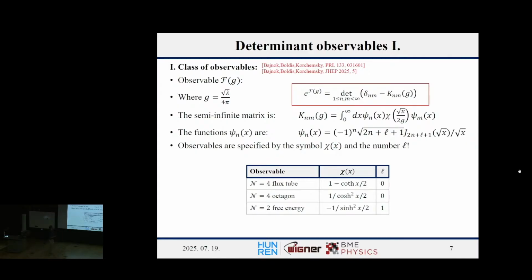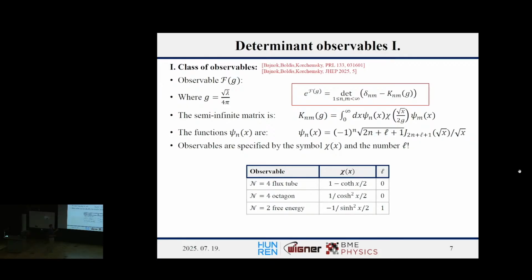So first, I will talk about those quantities that we considered in these two papers. For example, the octagon form factor in N equals 4, or the free energy on the sphere in N equals 2. And since this is only the second talk and we already had a coffee break, I will get a bit more into technical details, but I hope it won't be too much.